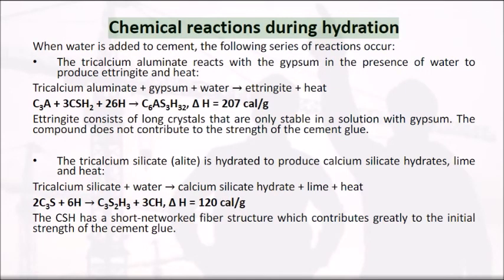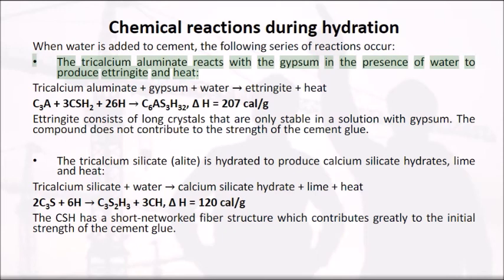Chemical reactions during hydration. When water is added to cement, the following series of reactions occur. The tricalcium aluminate reacts with the gypsum in the presence of water to produce ettringite and heat. Tricalcium aluminate and gypsum and water yield ettringite plus heat.